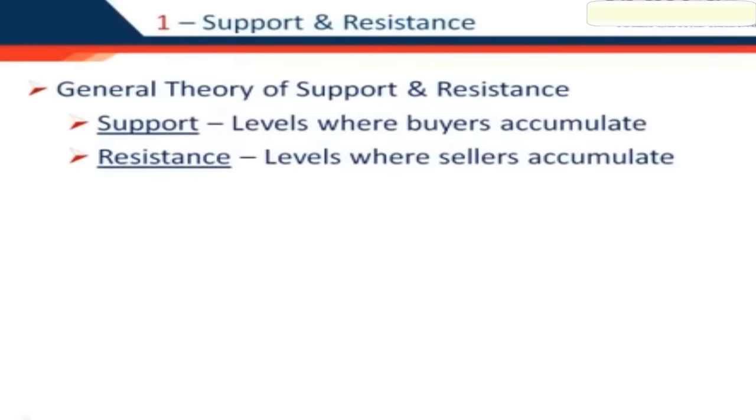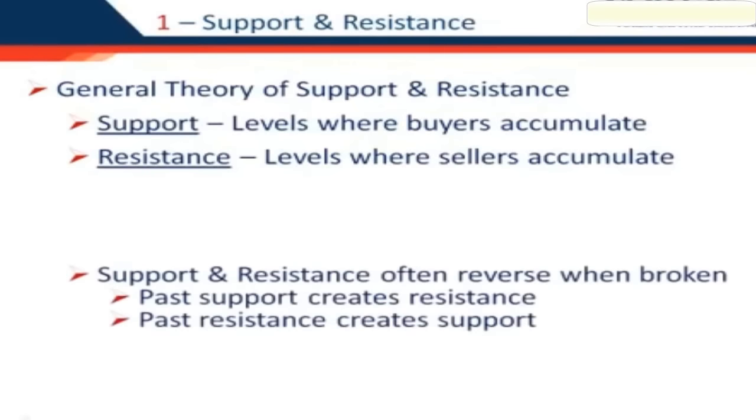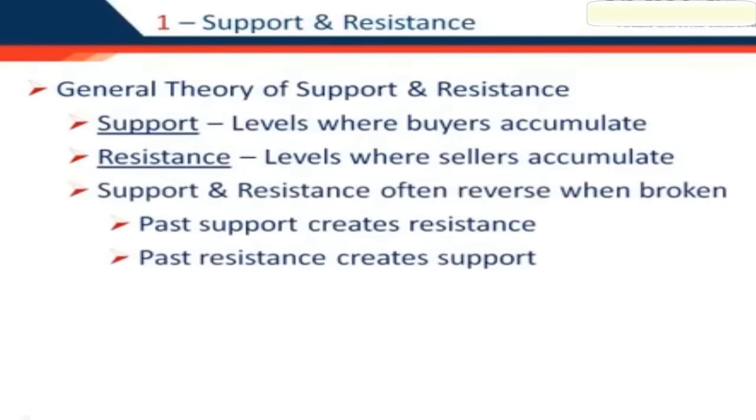Looking at support and resistance, there's a general theory. Support is the levels where buyers accumulate, and resistance is the levels where sellers accumulate. In the theory of technical analysis, support and resistance often reverse their roles when broken. So as a result, past support creates resistance, and past resistance creates support.